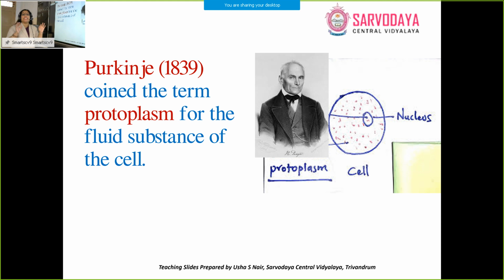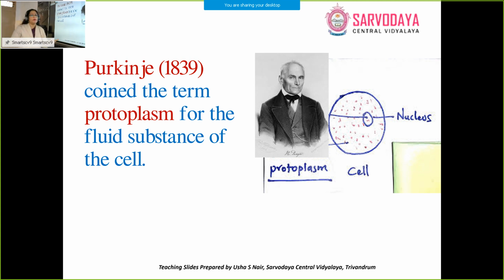Purkinje. In 1839, he coined the term protoplasm. Protoplasm is the entire living content of the cell. So Purkinje in 1839 coined the term protoplasm. You have to know the scientist and the discoveries. Don't worry about the pronunciation. Just know the spellings and the discovery.